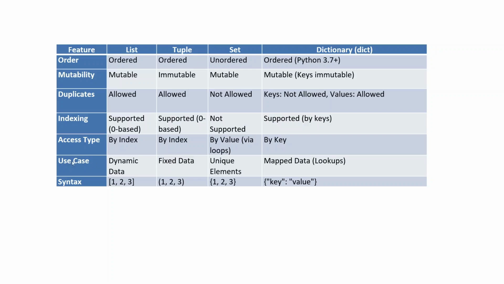Use cases: lists are used for dynamic data. Tuples are used for fixed data. Sets are used for unique elements, and dictionaries are used for mapped data such as lookups. As for the syntax, lists are within square brackets, tuples are within round brackets, sets use curly brackets, and dictionaries use curly brackets with key and value pairs.